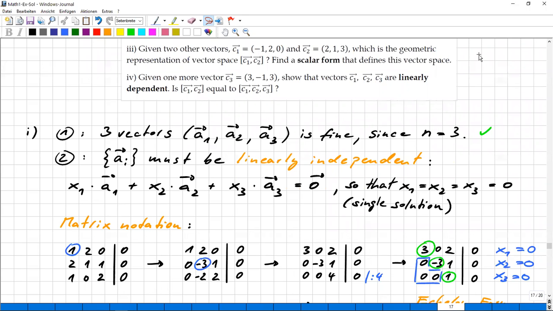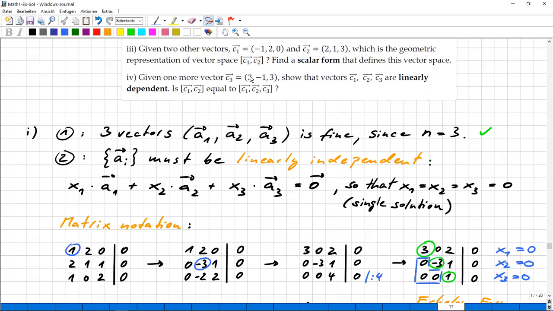So the next one. We have two more vectors given, which are called C1 and C2. Again, these are Cartesian coordinates, if nothing else is written, with the values of -1, 2, 0 and 2, 1, 3. And now the question is, which is the geometric representation of this vector space?